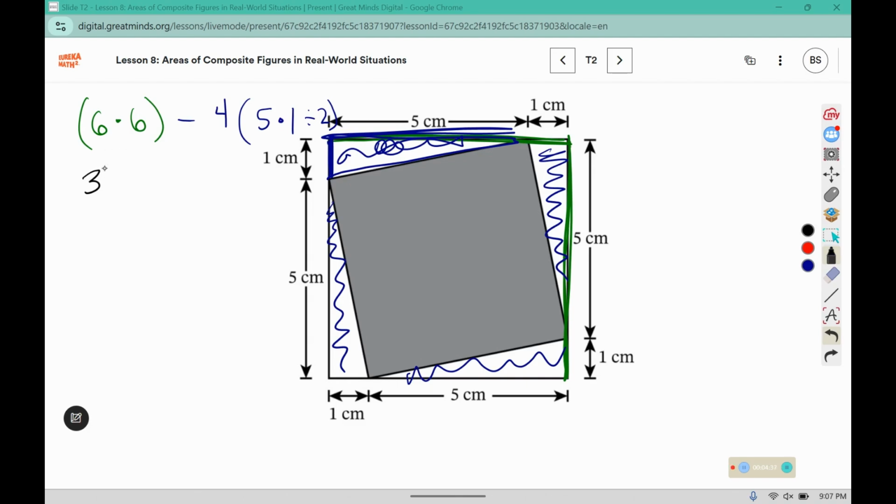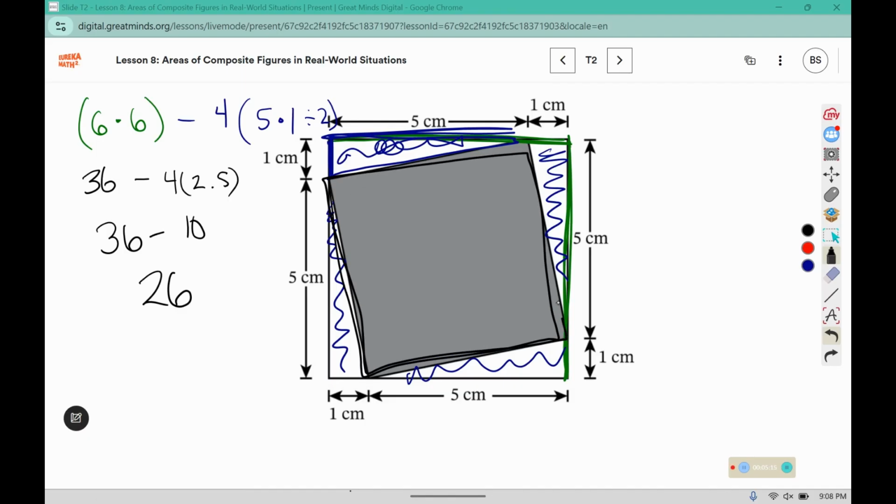6 times 6 is 36. 5 times 1 is 5. And 5 divided by 2 is 2.5. Here I am going to multiply 4 times 2.5 because my order of operations tells me to do multiplication before subtraction. 4 times 2.5 is 10. 36 minus 10 gives us an area of the square in the center. The gray square is 26 centimeters squared.